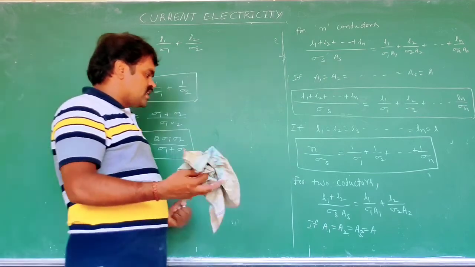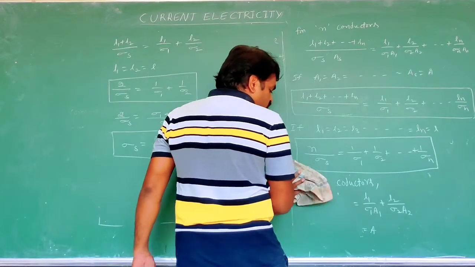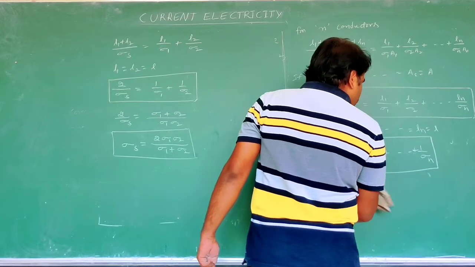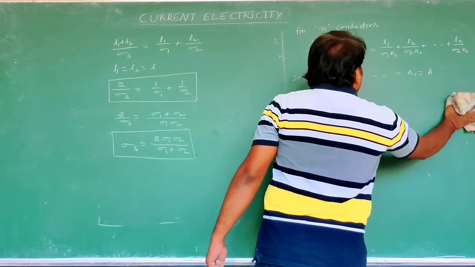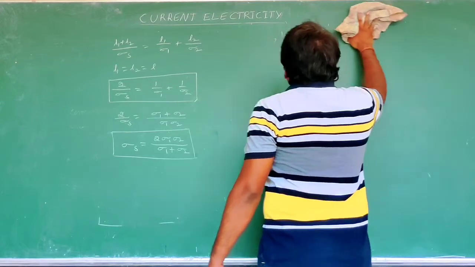Now we are going to discuss the parallel combination of resistive conductors and the formulas for resistivity and conductivity.